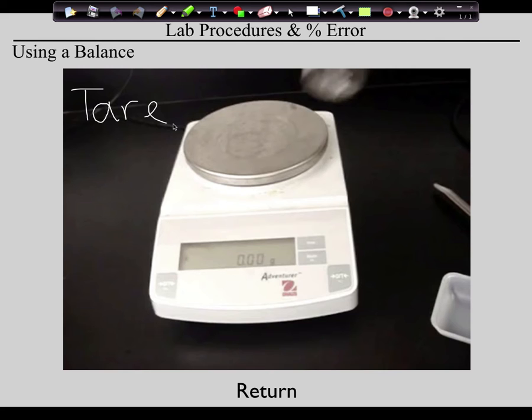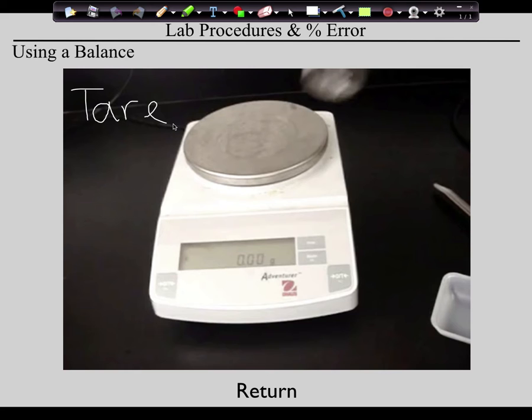What it is actually doing is subtracting out the weight of whatever is on the balance. So if there's nothing on the balance and you hit tare, it's re-zeroing the balance. But if you put a beaker on the balance and hit tare, it's subtracting out the mass of the beaker and displaying zero. It actually knows the mass of the beaker and subtracts it out to return to zero.